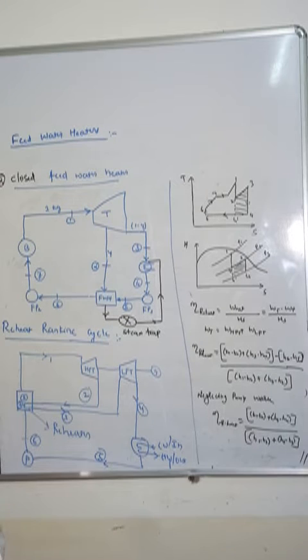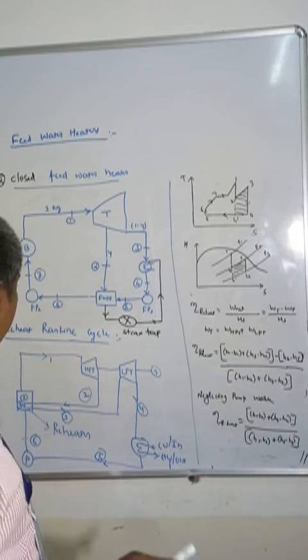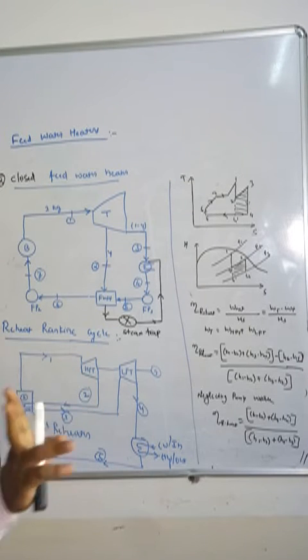Next, one more important topic in this chapter is the reheat Rankine cycle. In the reheat Rankine cycle, what will we do? We have two turbines. We'll keep two turbines.